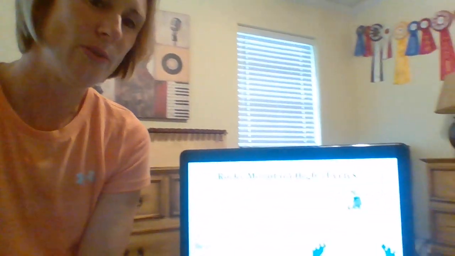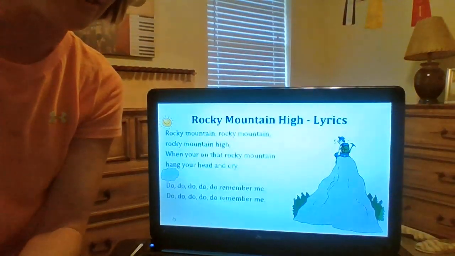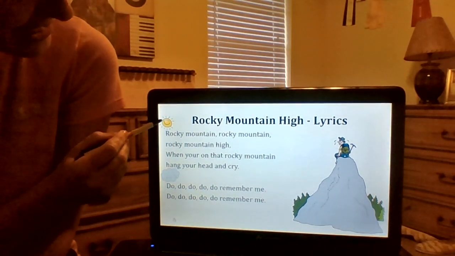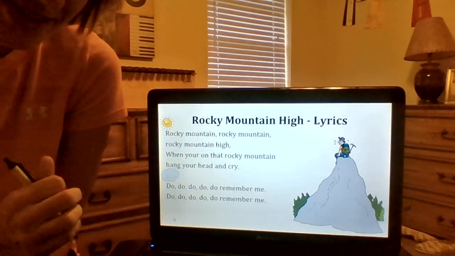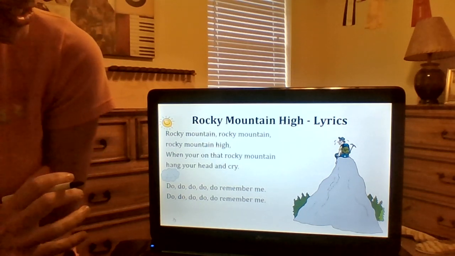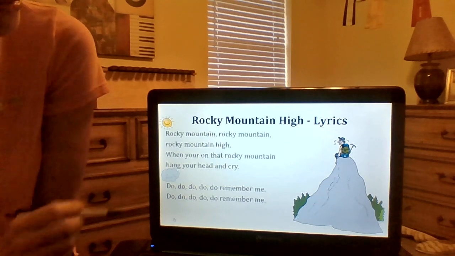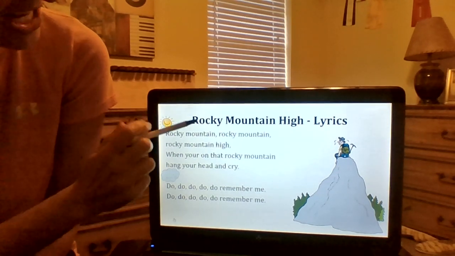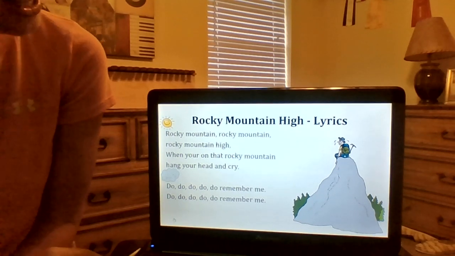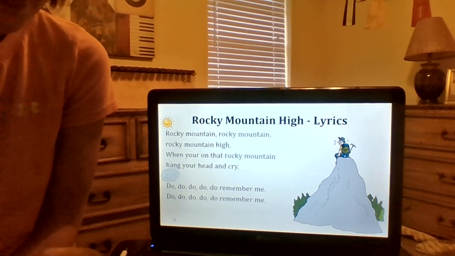And here's what the lyrics look like if you wanted to read along. You might have noticed I put a little sun and a little cloud here because our song actually has 2 parts. In music, we might call that 2 sections. It makes up the form of the song. So this little sun is going to be section A, the first half, and the cloud is section B, the second half. So here are the words again.